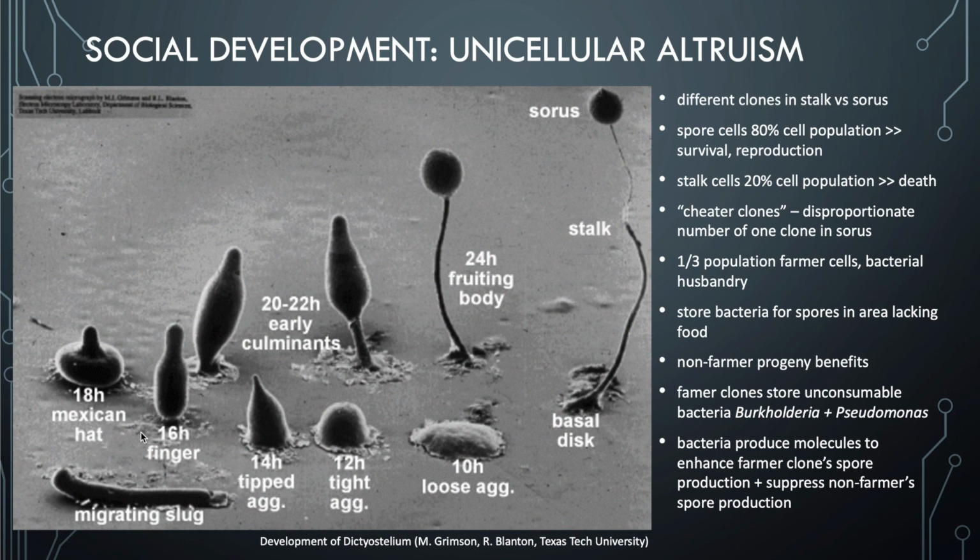At 16 hours, the finger's formed, and then the Mexican hat is formed. I love the names that have been given to all these structures. And between 20 and 22 hours, there's the early culminants. Then the stalk starts to form here, and the fruiting body develops by 24 hours. And then, of course, at the end, we've got the sorus that's going to split open and release the spores, and the cycle will begin again, where the free-living amoebae will live out their life until such time as conditions are right for them to get together again.